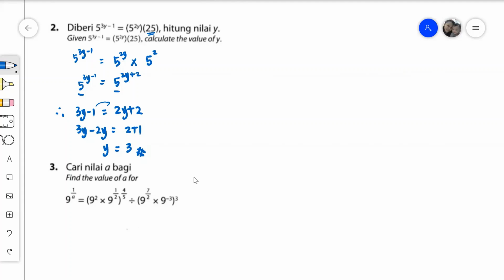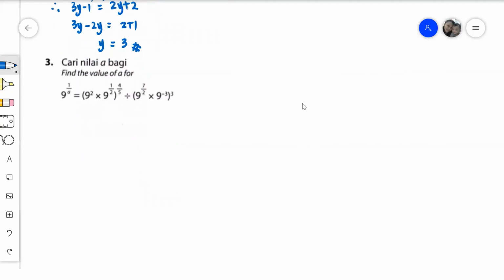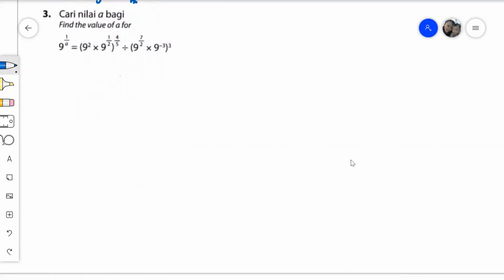Now, number three, we have to find the value of A in this equation. So we have 9 to the power of 1 over 2. Now, since every number is in base 9, shall we just leave this number in index form with base 9? You want to change to base 2, also can, no issue. All right, let's try to maintain the base as 9, okay? So we have 9 to the power of 1 over A equals 2.